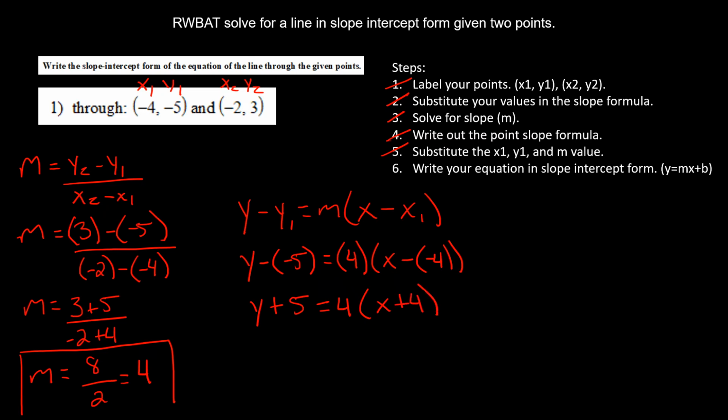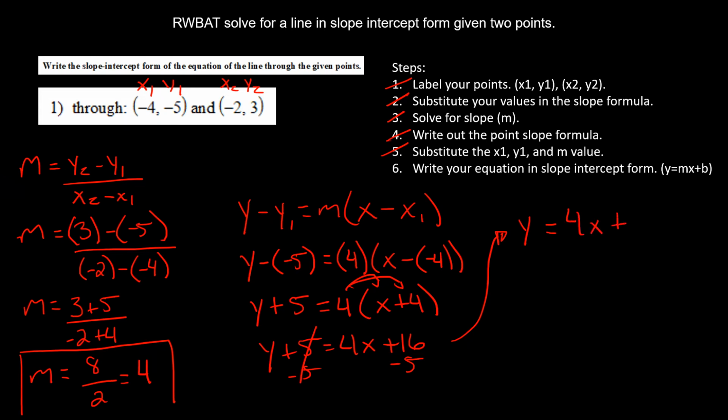Okay? Let's go ahead and distribute this 4. So we'll get y plus 5 equals 4x plus 16. We'll subtract 5 from both sides. Let's take this up here. And so that means that we'll get y equals, because 5 minus 5 simplify out, 4x plus 11. And this is your answer. Okay, just a bit of a review, nothing new for us.